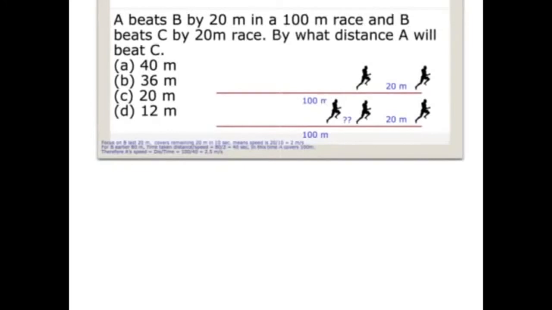A beats B by 20 meters in a 100 meter race. B beats C by 20 meters in a 100 meter race. How much will A beat C by? Fine. A beat B by 20, B beat C by 20. So you will get a feeling from inside that the answer should be 40. But wrong. The answer is not 40. Why? Because when A is 100, B is 80. When B is 100, C is 80. But when B is 80, C will be a little bit less behind. That's exactly what we have to find here.